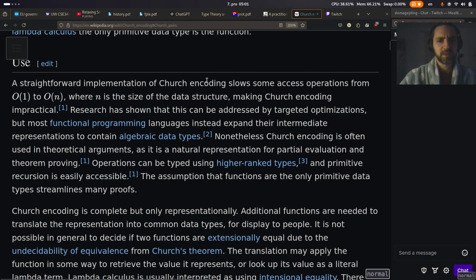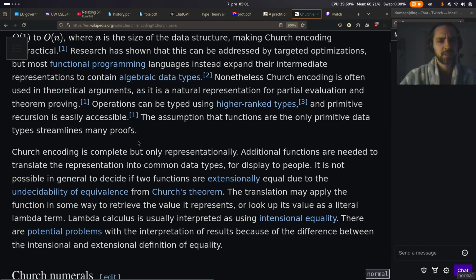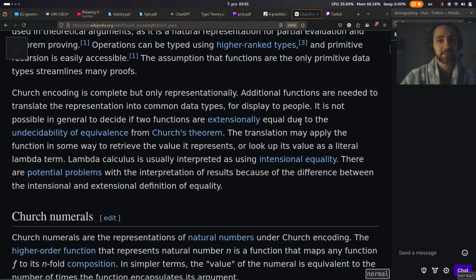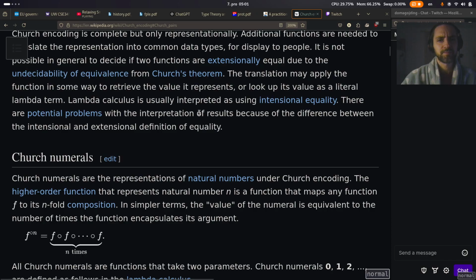So there is something now here about use. Church encoding is complete, but only representationally. Yes, additional functions are needed to translate the representation into common data types for display to people. It is not possible in general to decide if two functions are extensionally equal due to the undecidability of the equivalence. Oh, from Church's theorem. The translation may apply the function in some way to retrieve the value it represents, or look up its value as a literal lambda term.